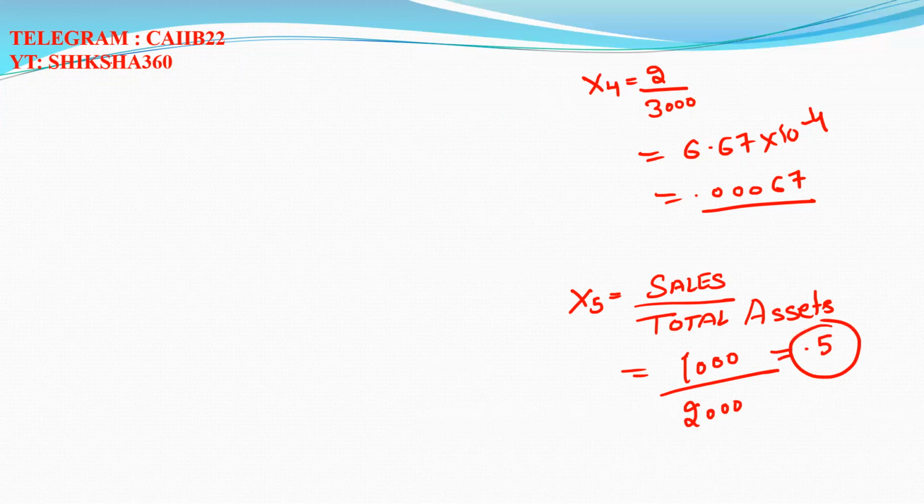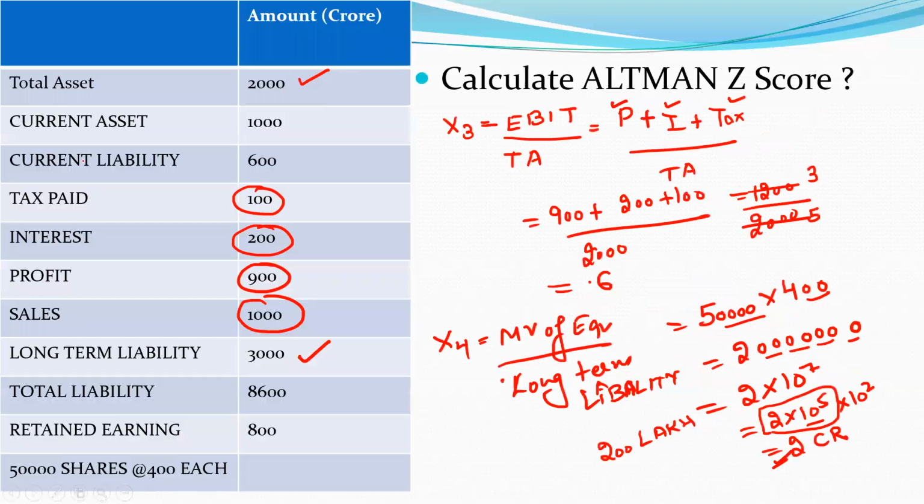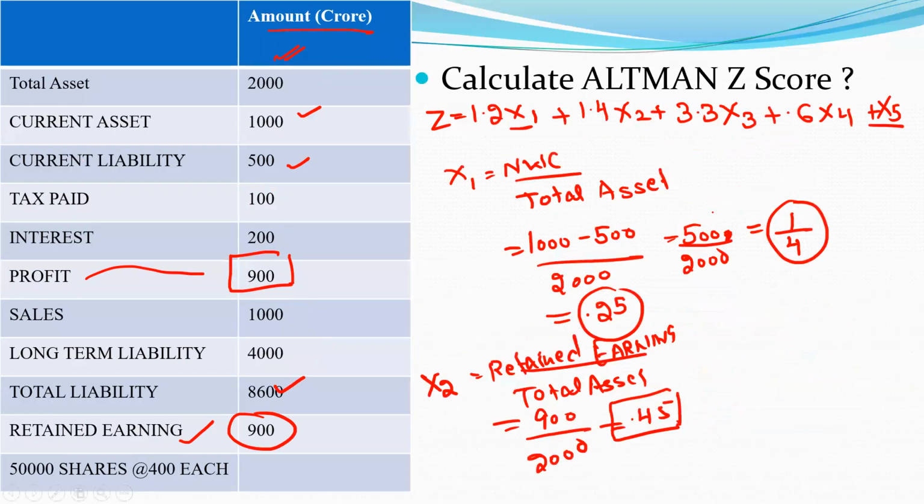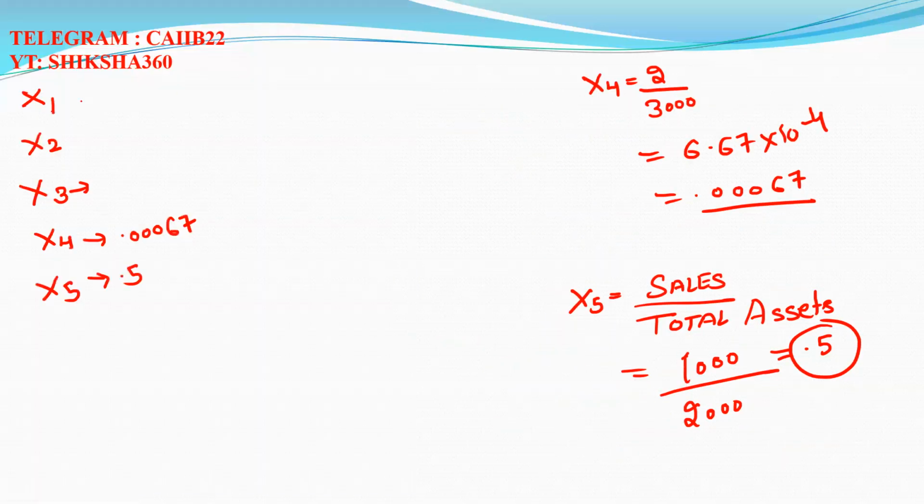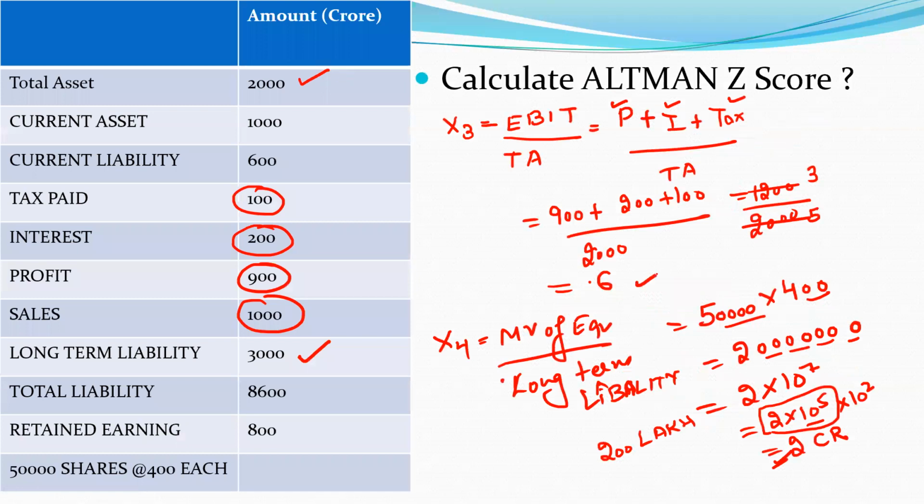So in a nutshell, we are able to get all the values, x1, x2, x3, x4 and x5. X5 here is 0.5, x4 is 0.00067. First of all, x1 is 0.25, x2 is 0.45. Please tell me quickly if I am wrong anywhere, as sometimes the calculation can be wrong. X1 is 0.25, x2 is 0.45, and x3 is 0.6.